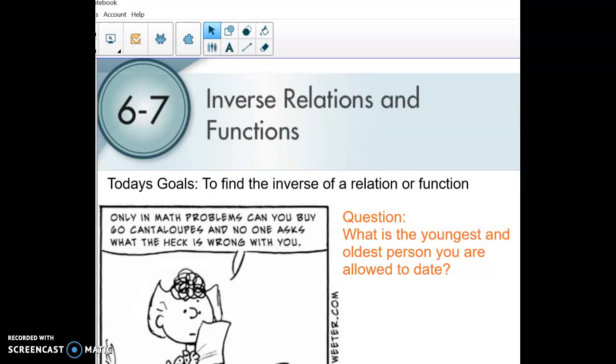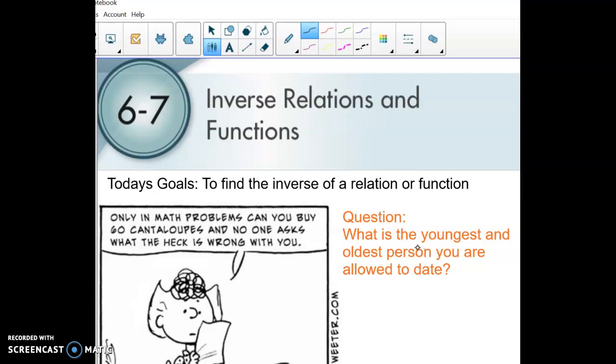Welcome to section 6.7. We did some stuff with functions in the last section, and now we're going to learn about what's called the inverse of a function. Some of this will be learning the different notation and understanding that, and then a little bit different style of math. Along the way, we're actually going to learn about the youngest and oldest person you're allowed to date.